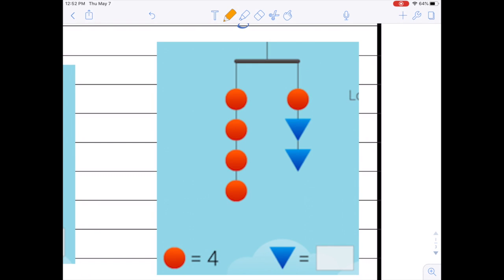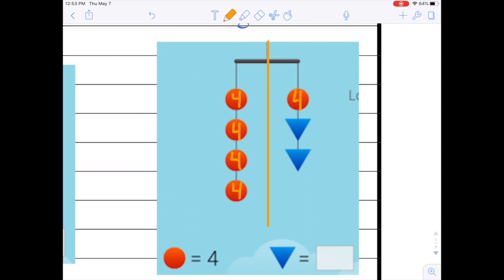For our next example, I have these red circles and blue triangles. So it says that the red circles are a value of 4, and the blue triangles we don't know. So again, my first step is I'm going to draw a line down the middle. Then I'm going to label the information I know. I know this is 4, 4, 4, and 4.